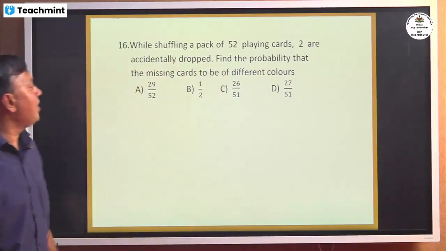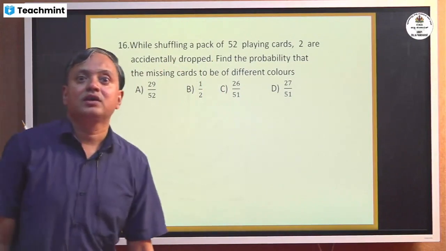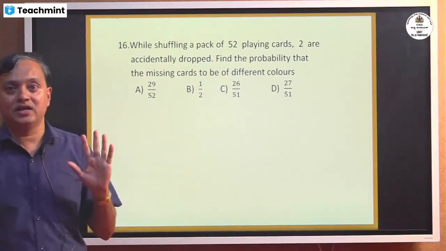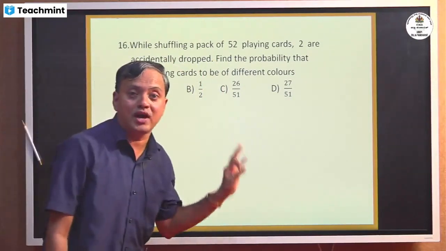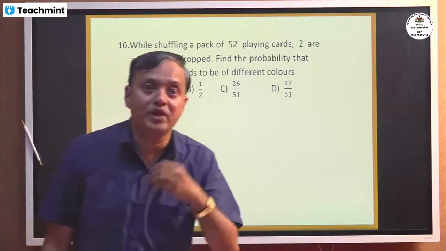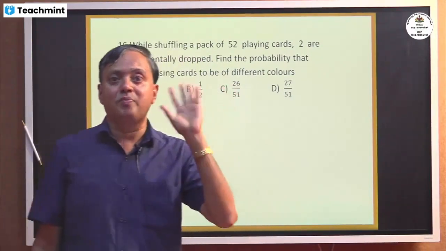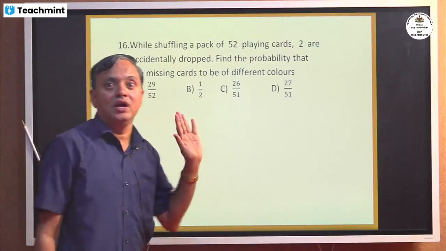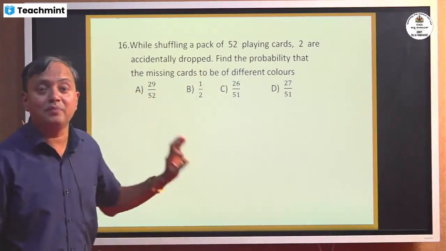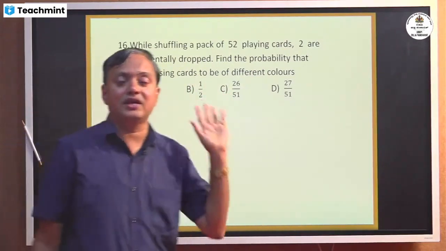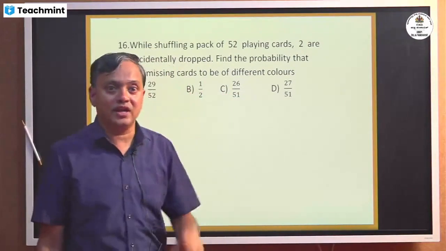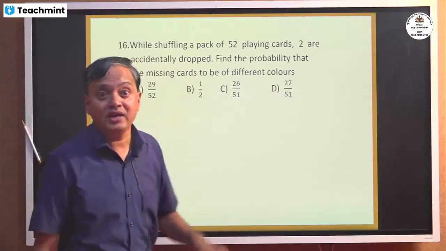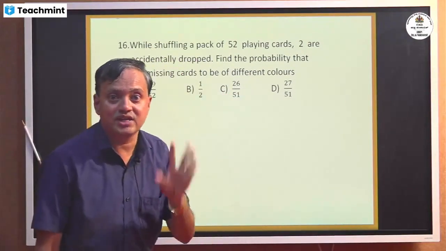Find the probability that the missing card is of a different color. Here there are 52 cards in total, among which 2 will be dropped. So two are dropped, two are missing. So what is the probability of the missing cards being of different colors? We know there are 2 colors, red and black, each having 26 cards.